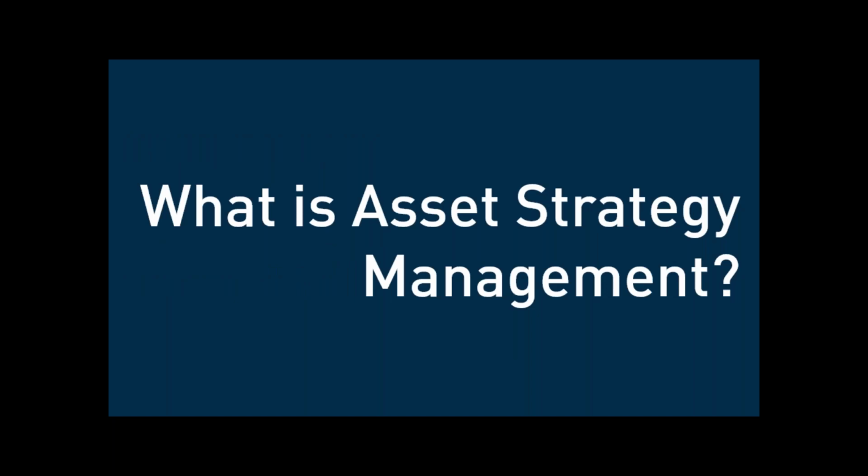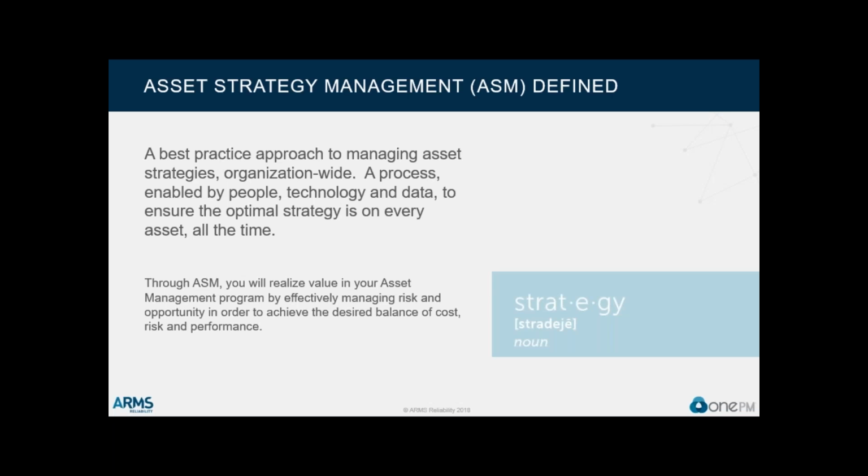So what is asset strategy management? We've covered it somewhat already today, and you're starting to see a distinction between asset strategy management and work management. Asset strategy management is a best practice approach to managing asset strategies organizational-wide. It's not just how we manage a strategy on one particular asset. It's also a process that is enabled by people across our organization, enabled by some technology, uses our data to ensure that we are putting in place the optimal strategy on every asset all the time. And that's what we want to be able to do.